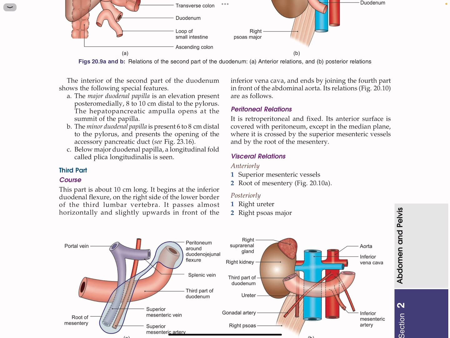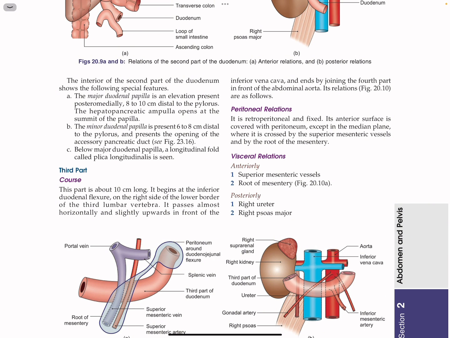Peritoneal relations of the third part of duodenum. It is retroperitoneal and fixed. Its anterior surface is covered with peritoneum except in the median plane, where it is crossed by the superior mesenteric vessels and by the root of the mesentery.